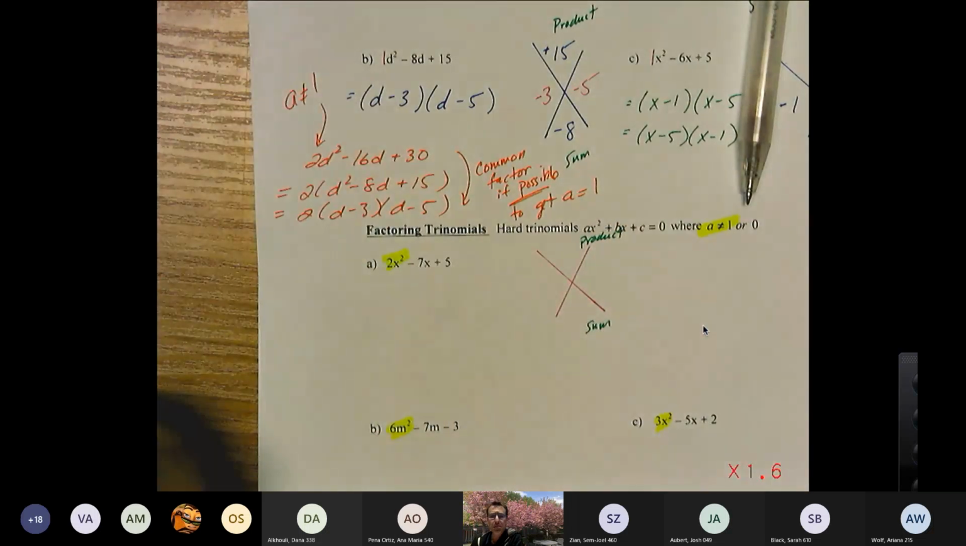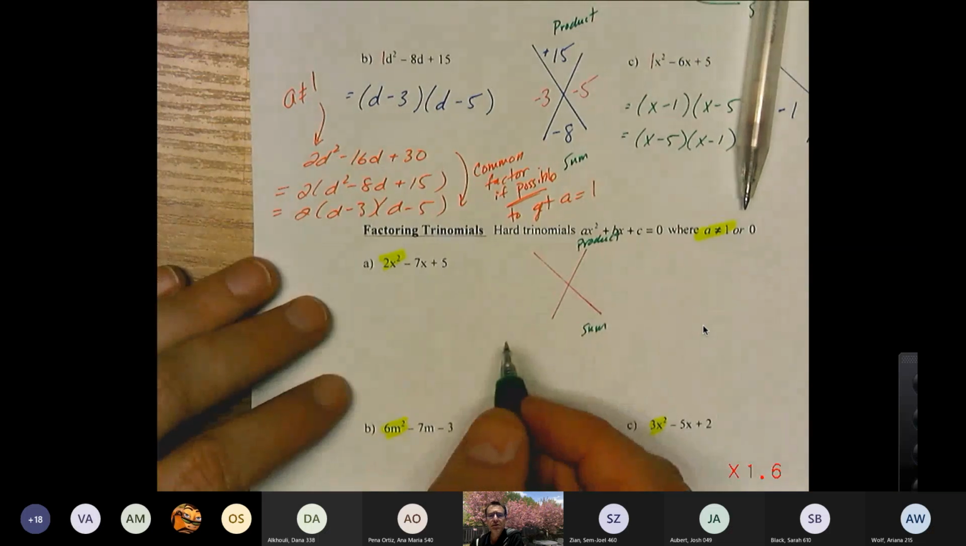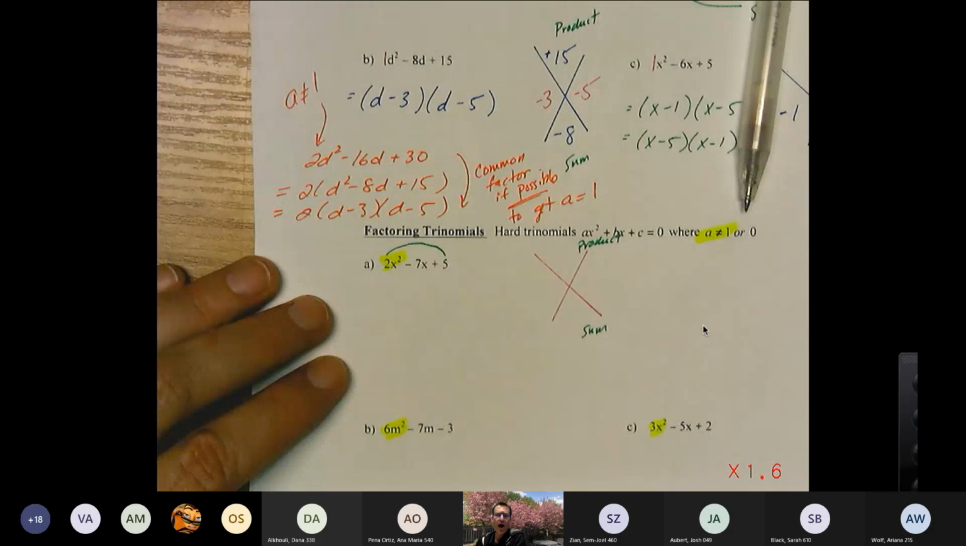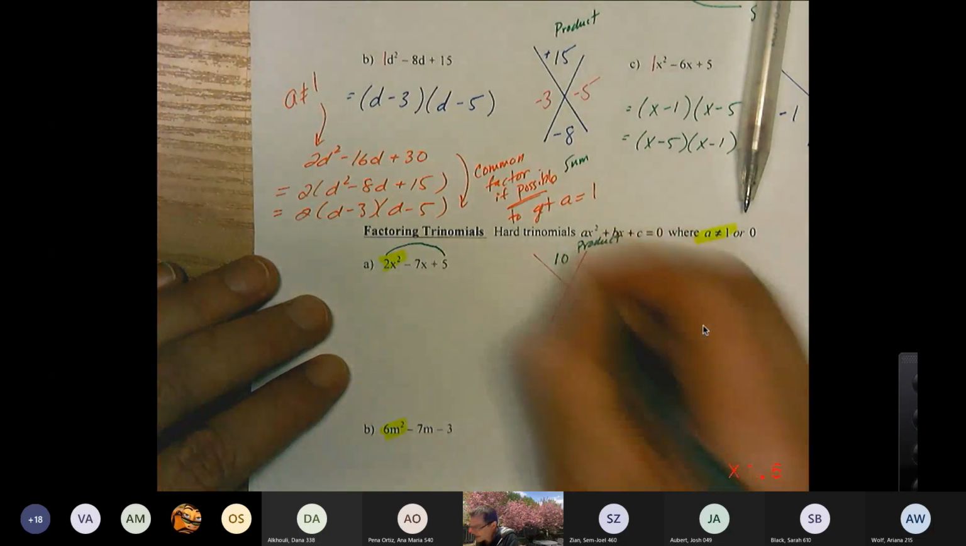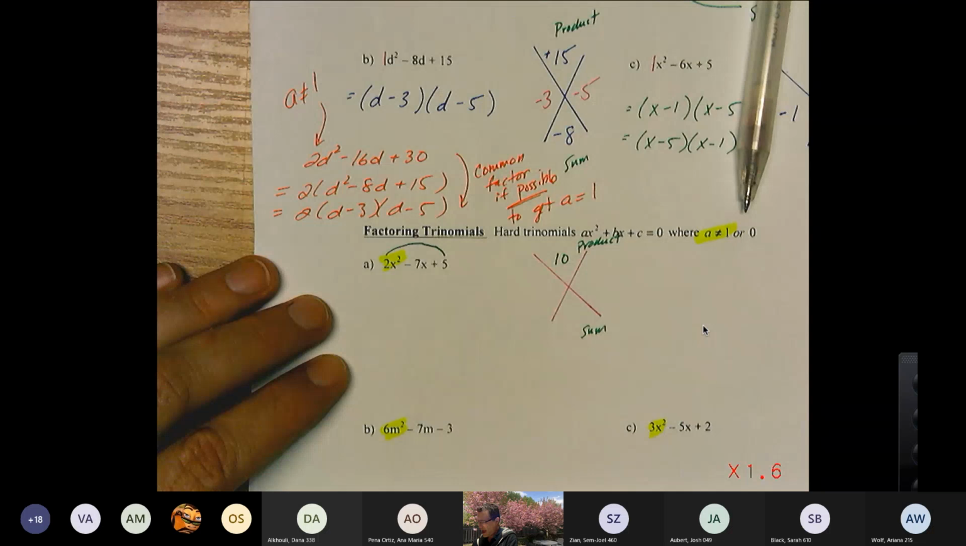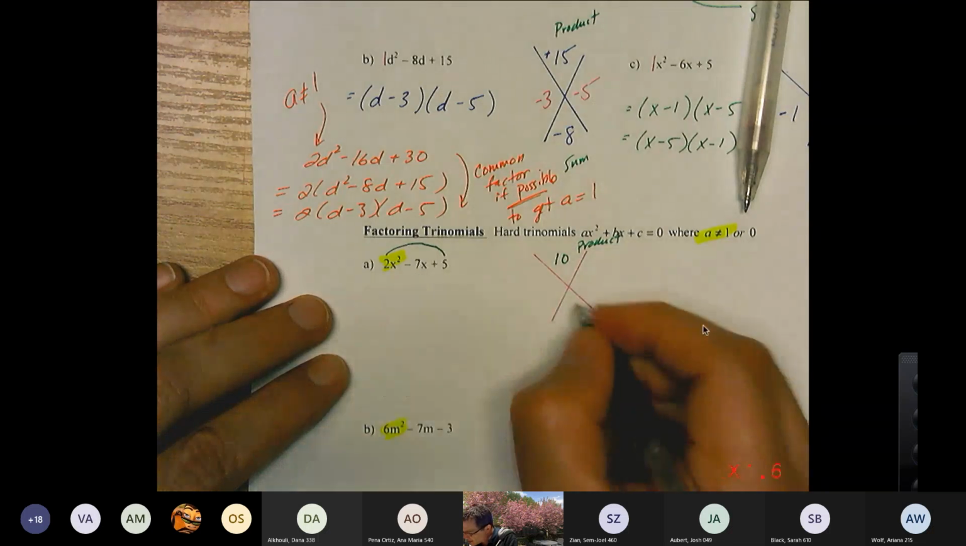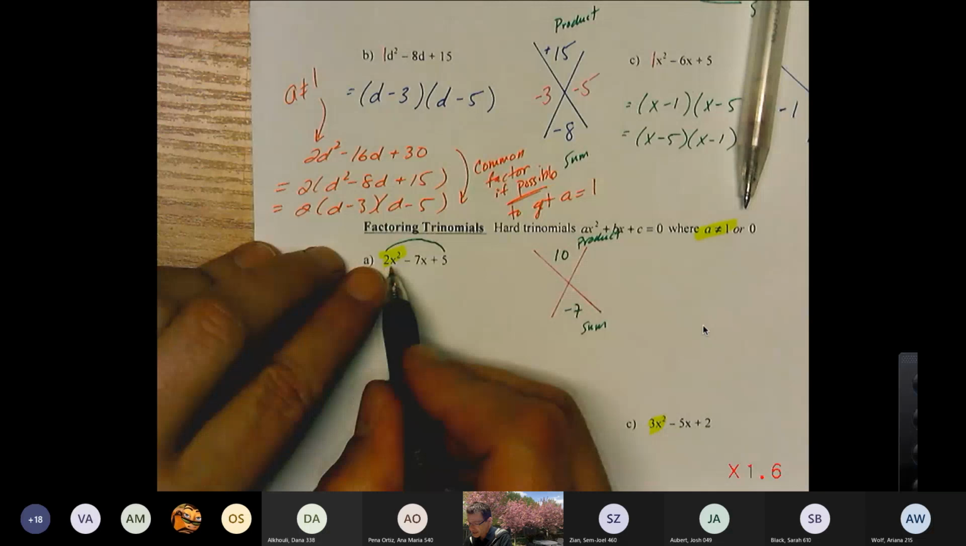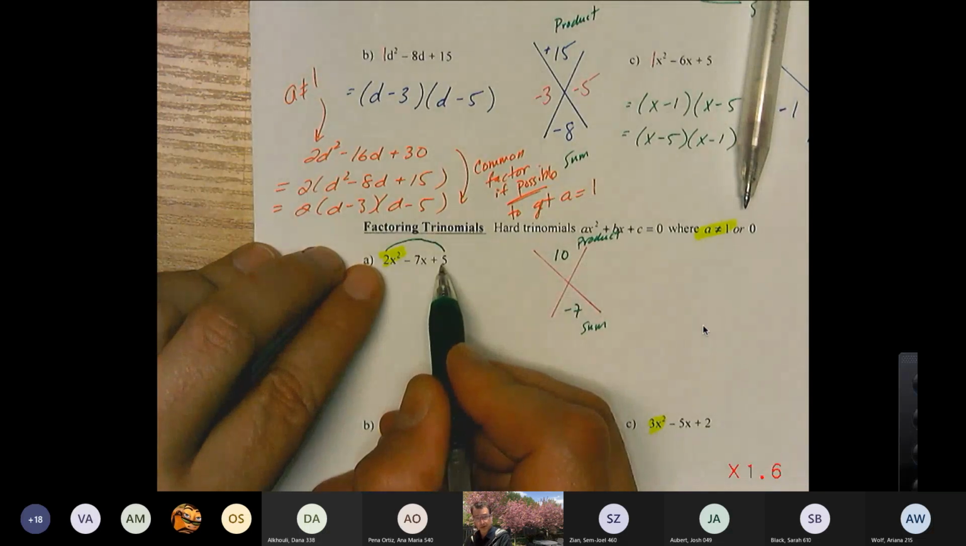But the difference is the product is going to be 2 numbers that multiply to give 2 times 5, which is actually 10. And you want it to sum to give -7. Okay? So the difference is we're going to take the 2 and the 5 and multiply them together.